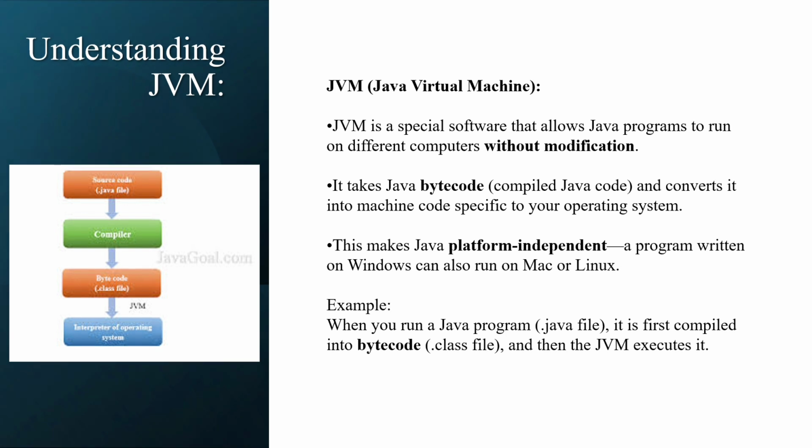This is possible because of JVM, because as we all know, the compiler converts the source code to byte code, and then comes the JVM. JVM converts this compiled Java code into the machine code specific to your particular operating system. And this is the reason we say Java is platform independent. That is, a program written in one operating system, that is on Windows, can run on Mac or Linux. So by this you have a clear understanding of all the six terms.